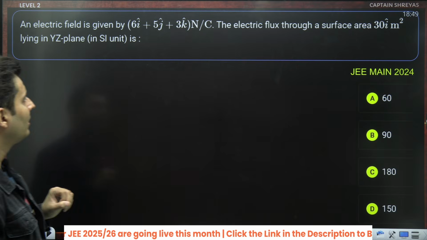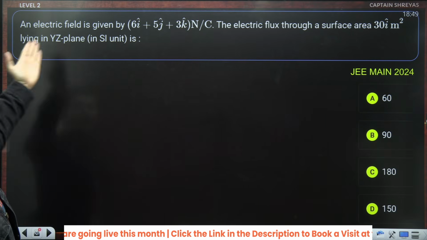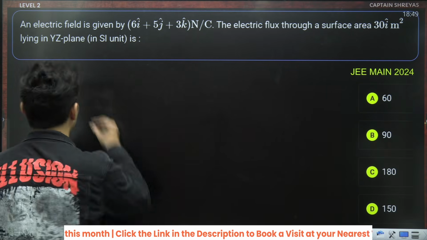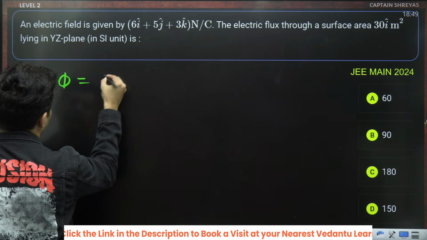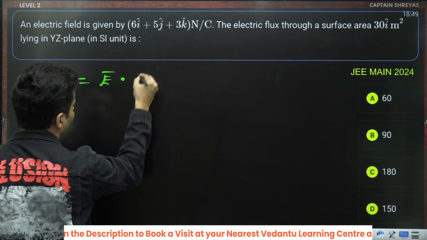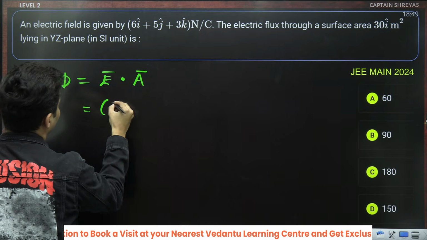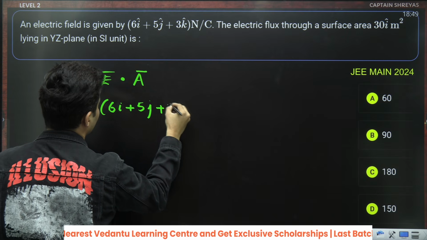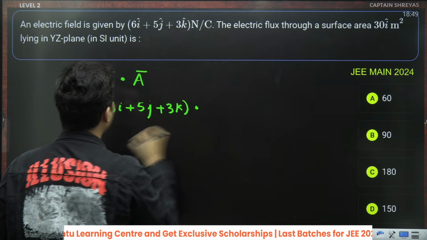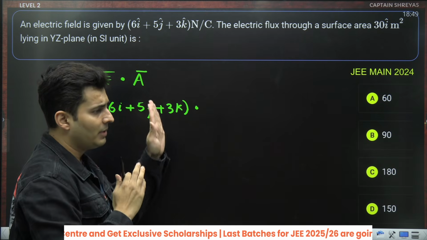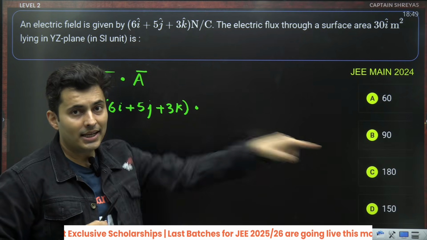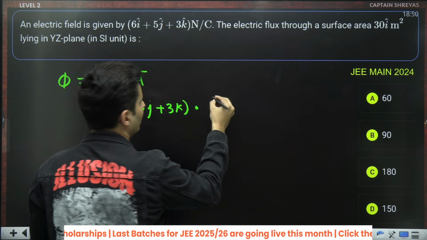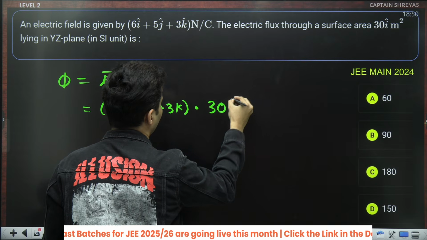Electric field is given. The flux through a surface lying in the YZ plane is how much? Flux is electric field dot area vector. Electric field is 6I plus 5J plus 3K. Area vector is in the YZ plane. That means the vector will be pointing in the X direction. So it will be 30 I cap.